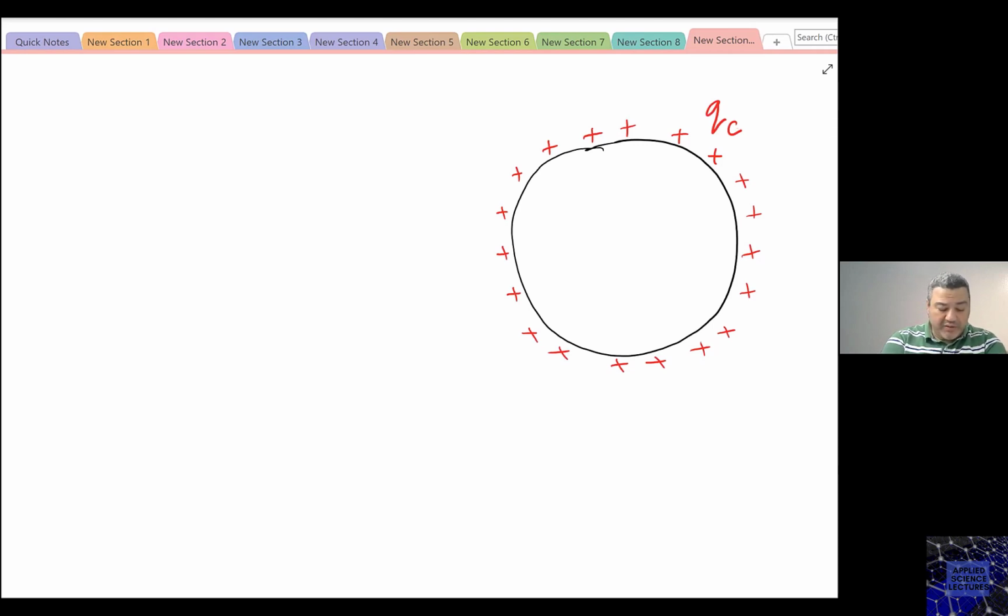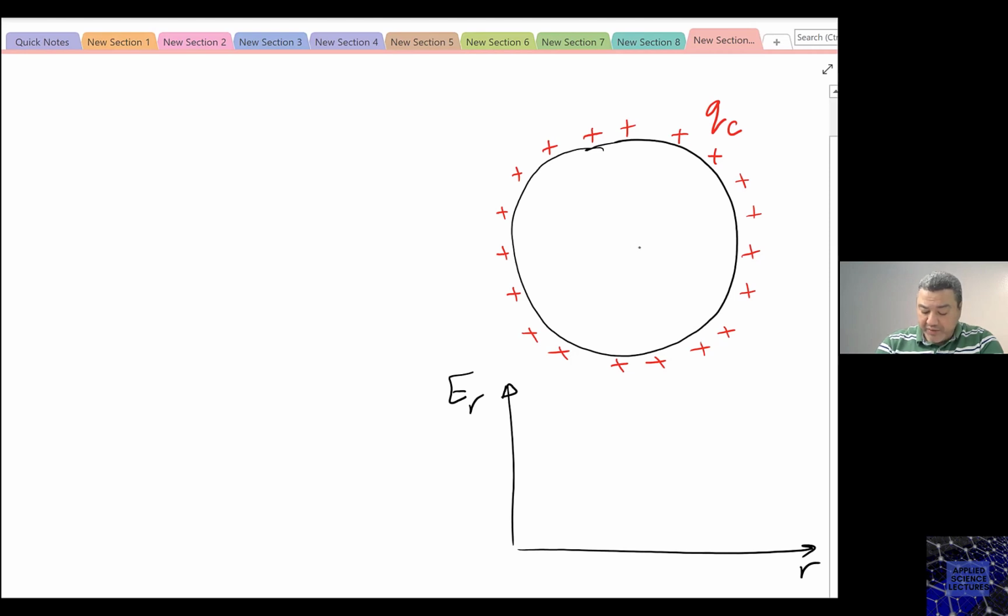Now we have here also, as you can see, the center of the charge, where we want to then draw the relationship between the electric field and the radial direction. Now this is the center of the spherical conductor with a radius of capital R.